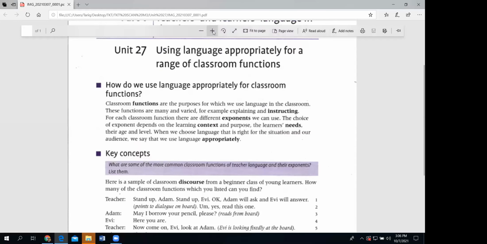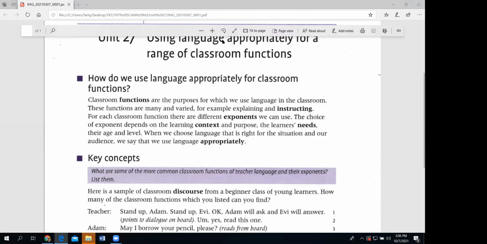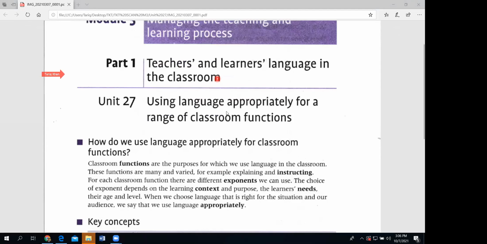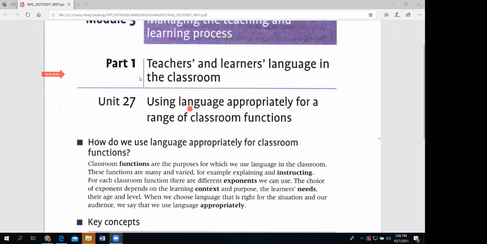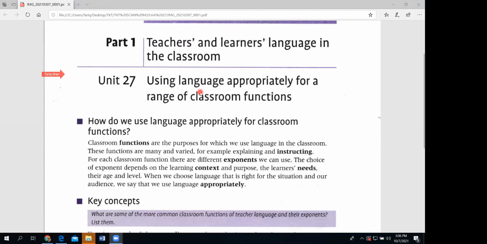Let me share the screen. So here you see Module 3, Managing the Teaching and Learning Process, Part 1, Teachers and Learners' Language in the Classroom.